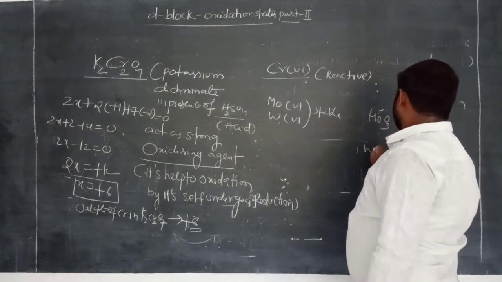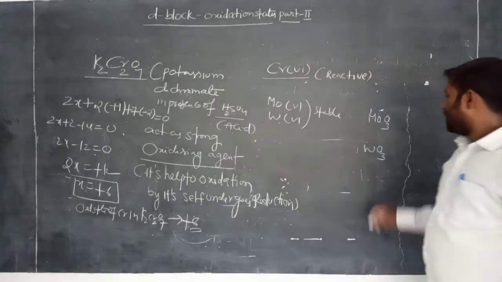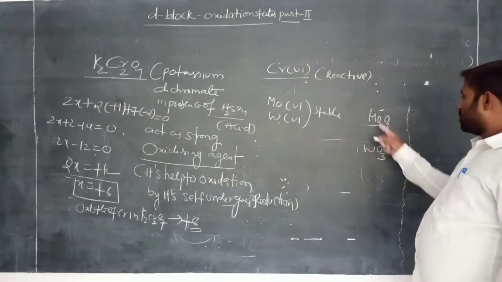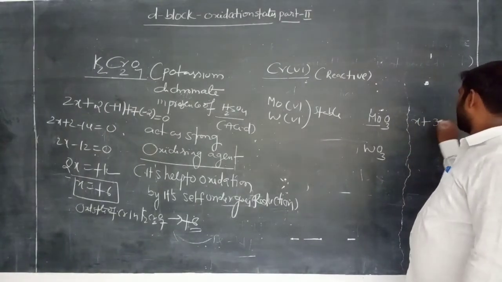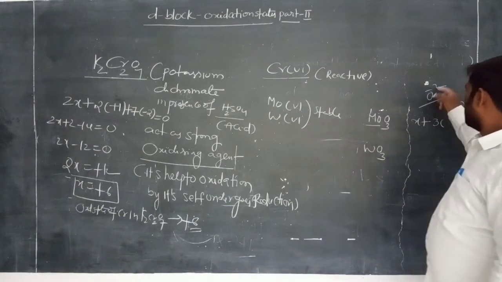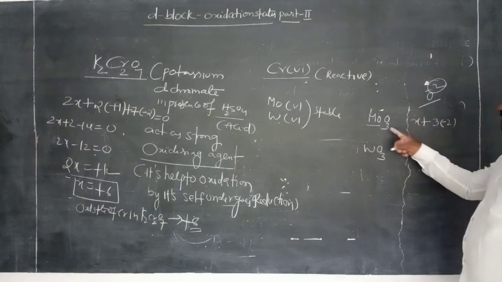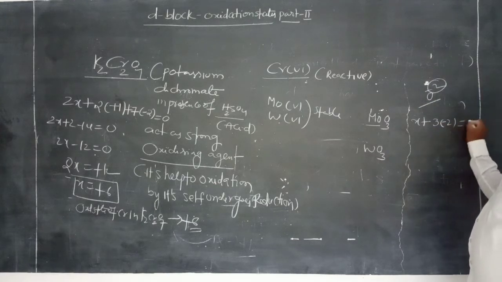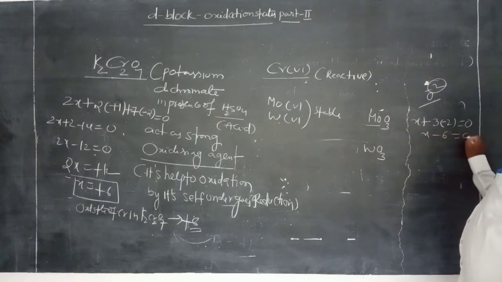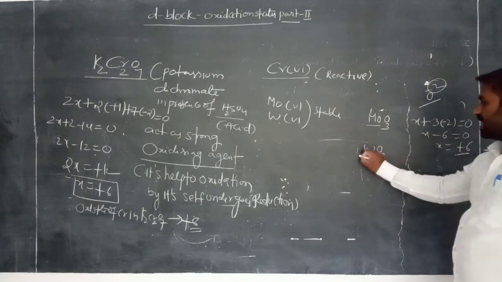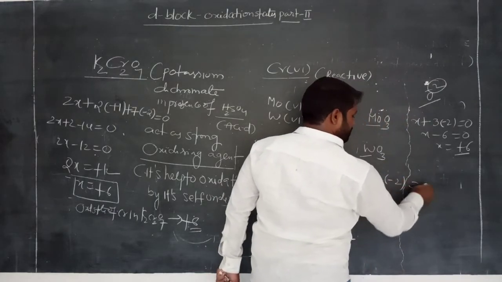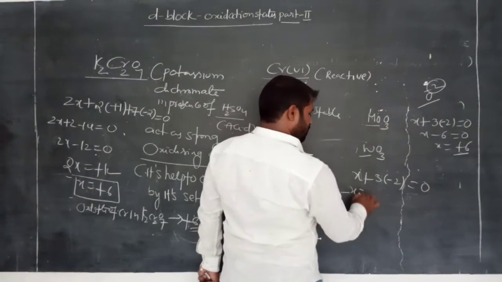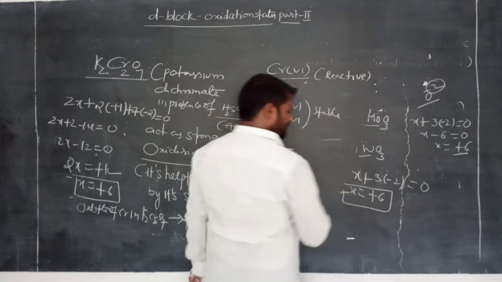Now come to these two compounds, MoO3 and WO3, and calculate the oxidation state. How many molybdenum atoms do we have here? 1, so take x, plus 3 oxygens. Oxygen carries -2 charge, so keep -2 times 3 because we have 3 oxygen atoms. Totally equals 0. x minus 6 equals 0. x equals +6. What is the oxidation state of molybdenum here? +6. Am I right?